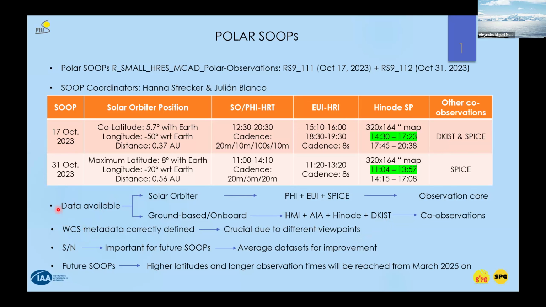Another important parameter for us is the signal to noise ratio, because that means directly the quality of the data, and it is really important for the future SUP, and we are planning to average different data sets to improve this ratio. And as I mentioned before, in future SUPs we will reach higher latitudes and even longer observations that will allow us to make different kinds of studies. It will start more or less in March 2025.